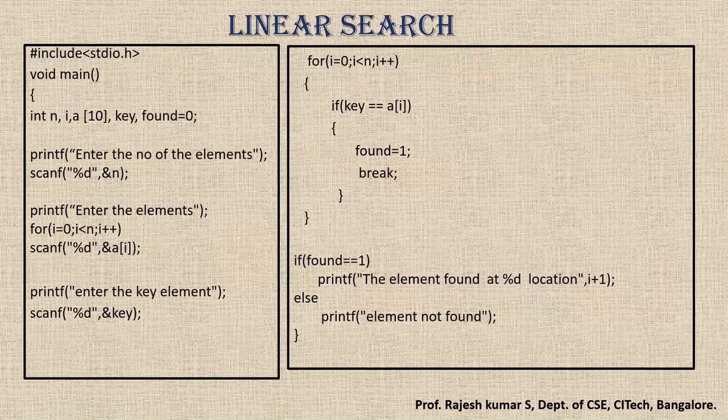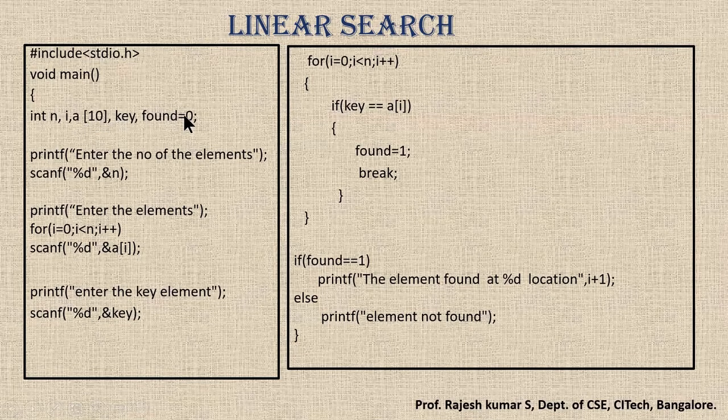Coming to the overall logic of linear search, the program starts with #include <stdio.h>, void main, open curly braces, and we have a close curly braces. All the statements will be written inside the main statement. Here I'll be declaring the variables in the very first line. n is a variable, i is a variable, a of 10 is an array. Don't give the gap here. Key is a variable.